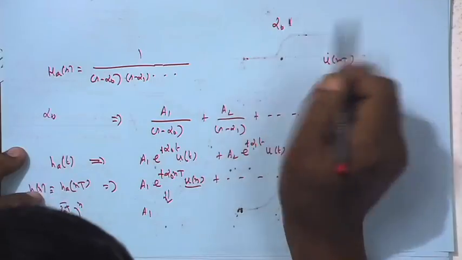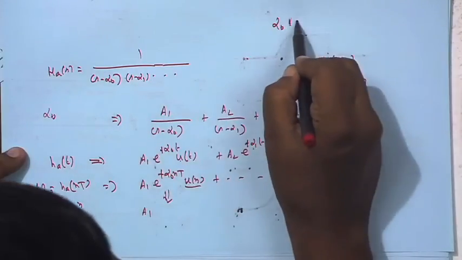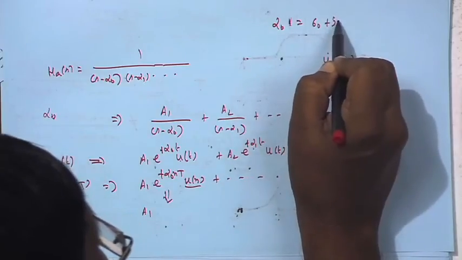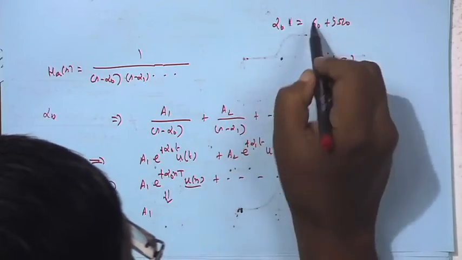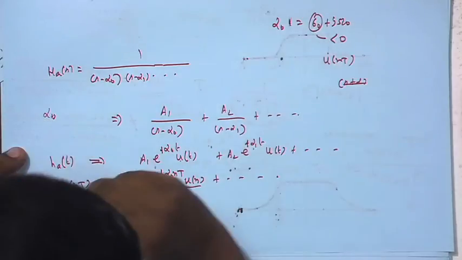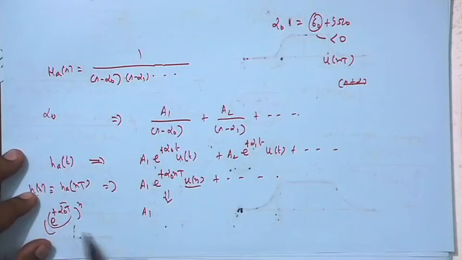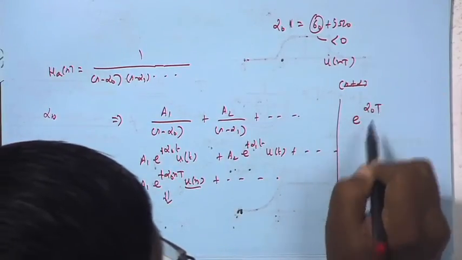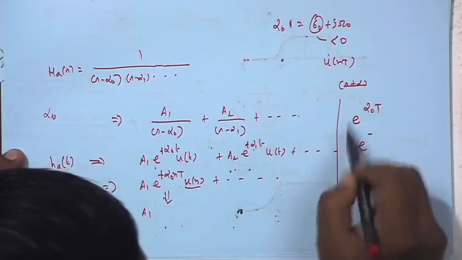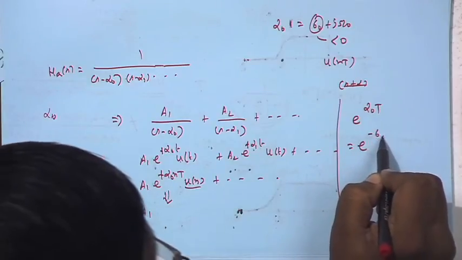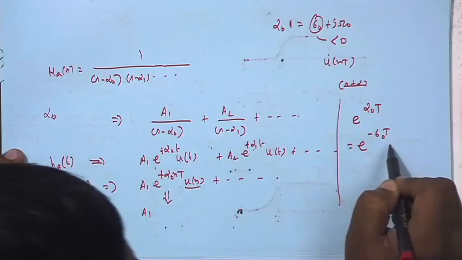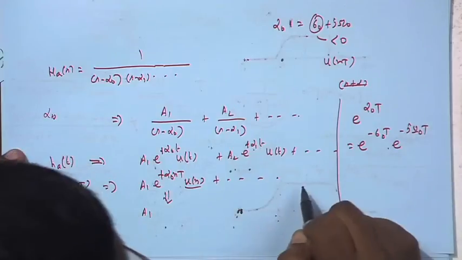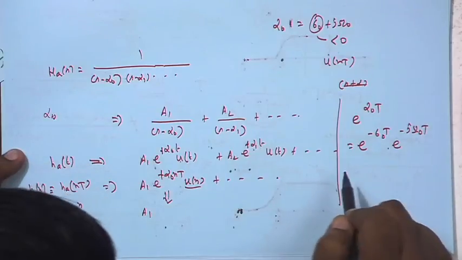Is one pole, but it is lying on the left hand side of the S plane. So, its real part may be sigma 0, it is negative, plus j omega 0. This is negative because it is lying on the left hand side of the j omega axis. So, e to the power alpha 0 t means e to the power minus sigma 0 t into e to the power minus j omega 0 t, right. All right, this is the quantity.